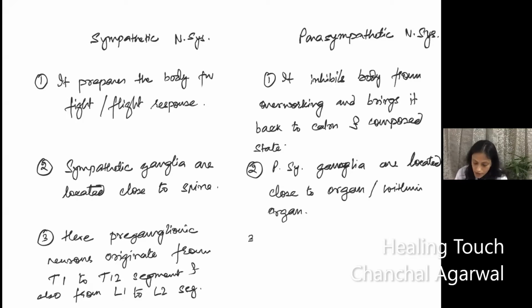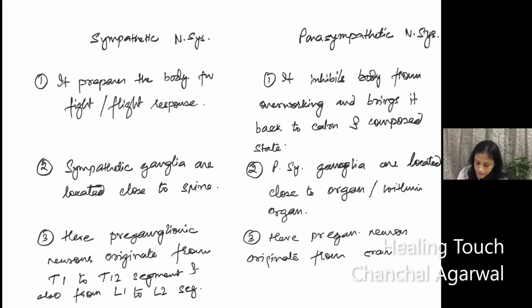Point number 3 in parasympathetic. Here, pre-ganglionic fibers or neurons originate from the cranium and S2 to S4 of the spine.